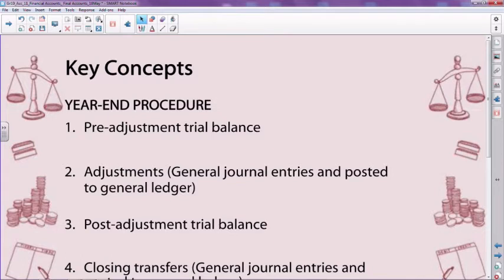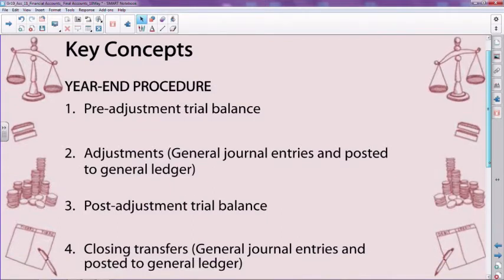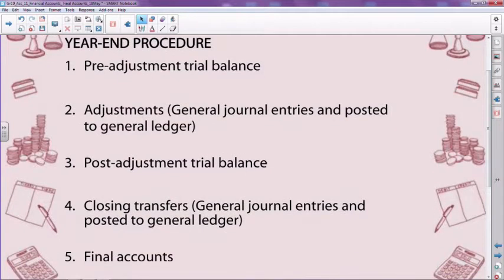Now what is next? Your adjustments need to be done. These adjustments are given in point form and normally in sentences. You need to bring these adjustments into place in your books, and after that you'll do a post-adjustment trial balance. That is after all your adjustments have been done.